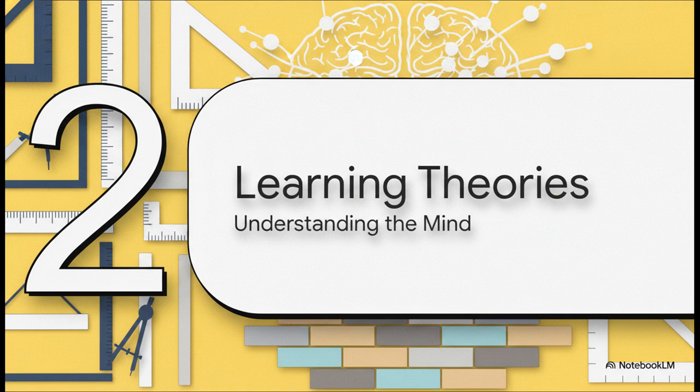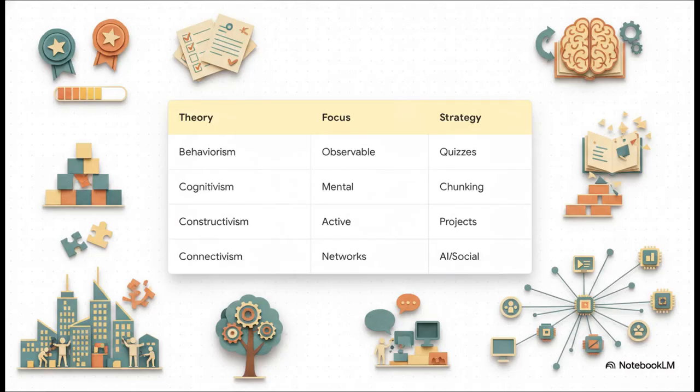Moving on to Section 2, Understanding How We Learn, Learning Theories. Okay. So if design models are the blueprints, learning theories are the physical foundation, the actual, literal mechanics of how our brains acquire knowledge. Let's walk through this matrix together. First up, we have behaviorism. This focuses entirely on observable behavior, which makes it perfect for teaching foundational skills through quizzes and rewards. Kind of like earning a badge in a learning app.